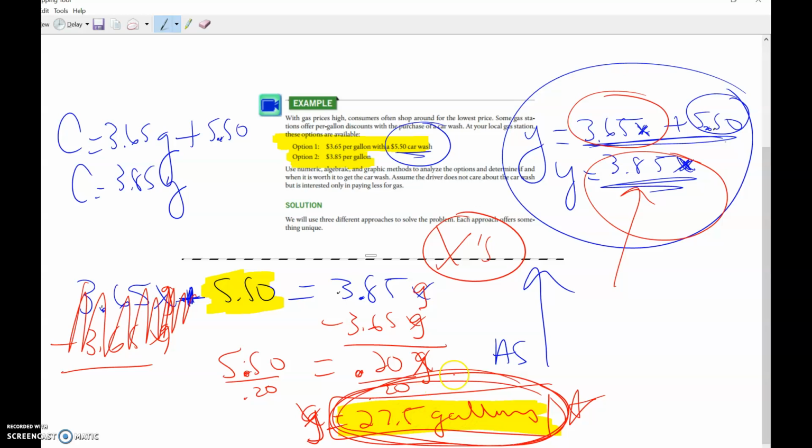If I only buy 1 gallon of gas, obviously this is going to be a lot cheaper, paying more per gallon, because I'm not paying for the car wash. So less than 27.5, this is a better deal. More than 27.5, this is a better deal. And we're going to do this with Excel so you can see how to find the break-even point on a graph, which we will need to know how to do for class.